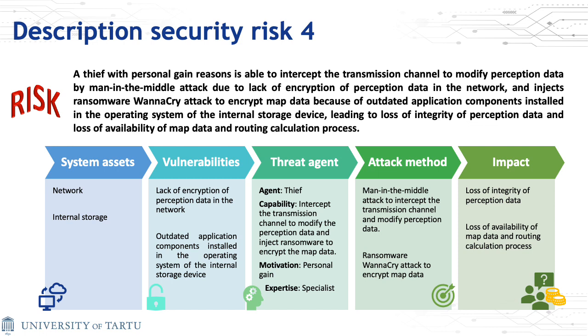And our threat agent is a TF that is able to intercept the transmission channel to modify the perception data and inject ransomware to encrypt the map data. The attack method used by the threat agent is a man-in-the-middle attack to intercept the transmission channel and modify the perception data, and the WannaCry ransomware attack to encrypt map data. As a negative impact over our business assets, we have loss of integrity of perception data, and loss of availability of map data and the routing calculation process.